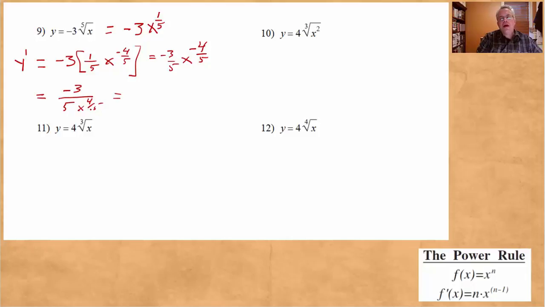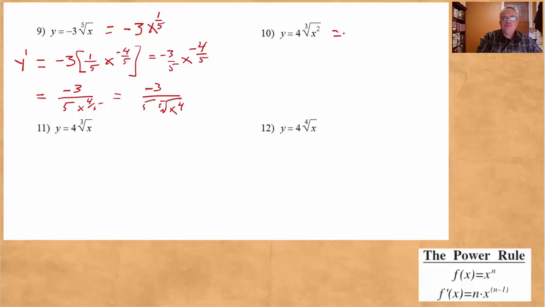I'm going to write this as a radical. It's x to the 4th power and the 5th root of that. So this is -3 over 5, the 5th root of x to the 4th. That's pretty tricky, but we went over that in class. So x to the 4/5, the 5 is the root, the 4 is the power of x. All right, let's try this one.